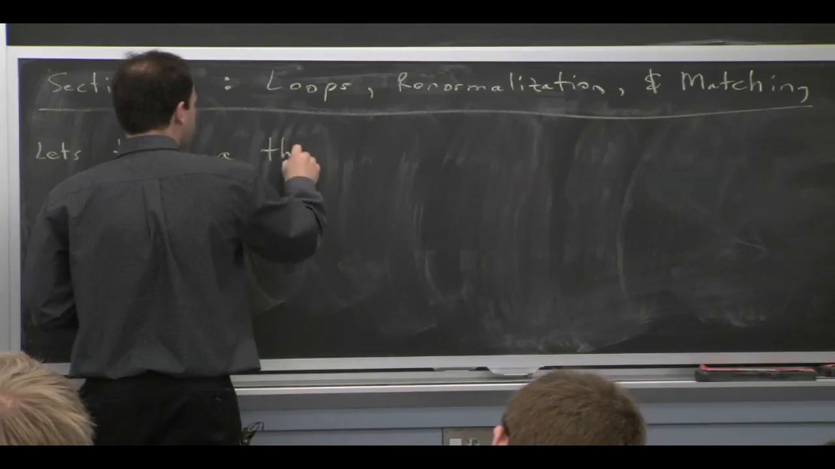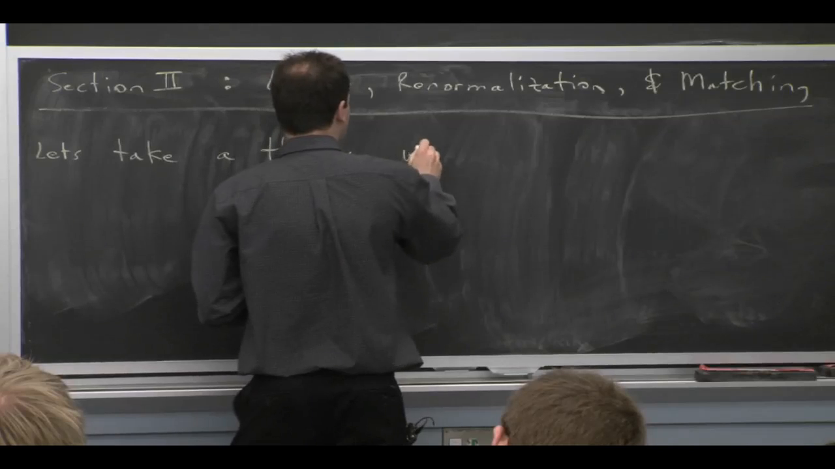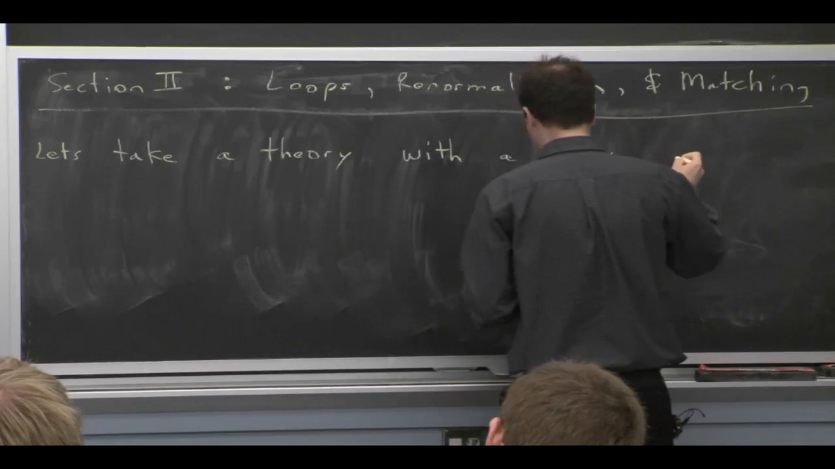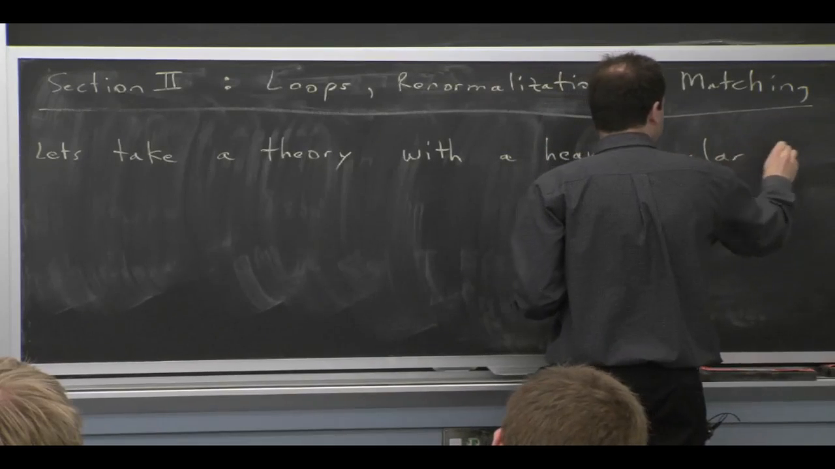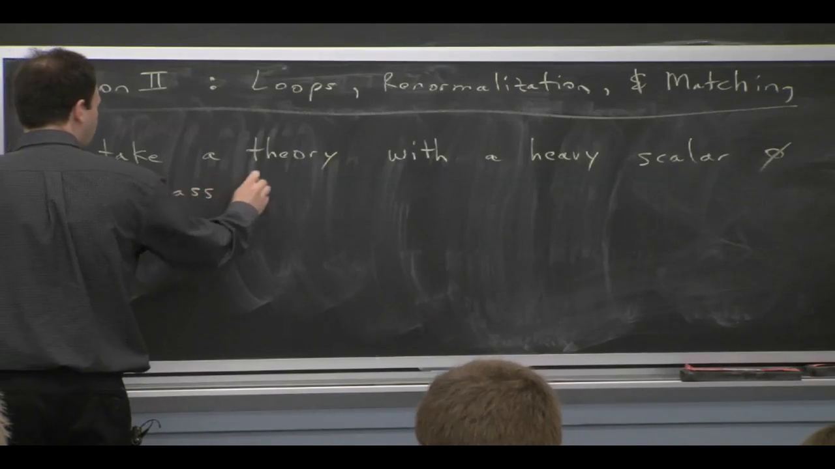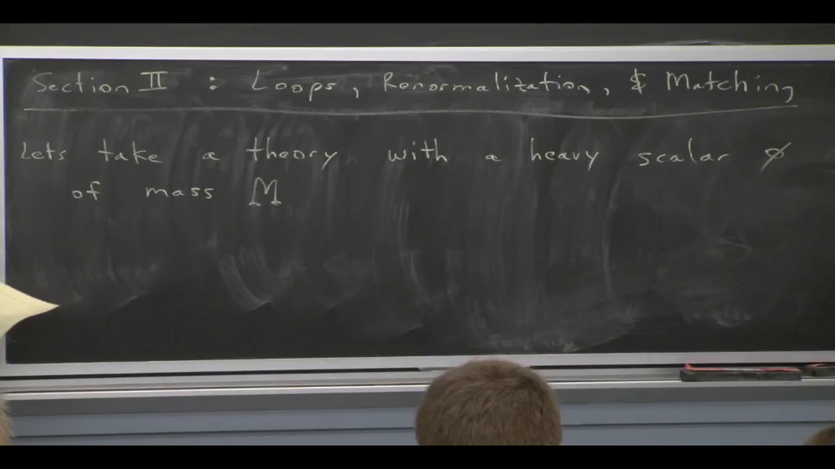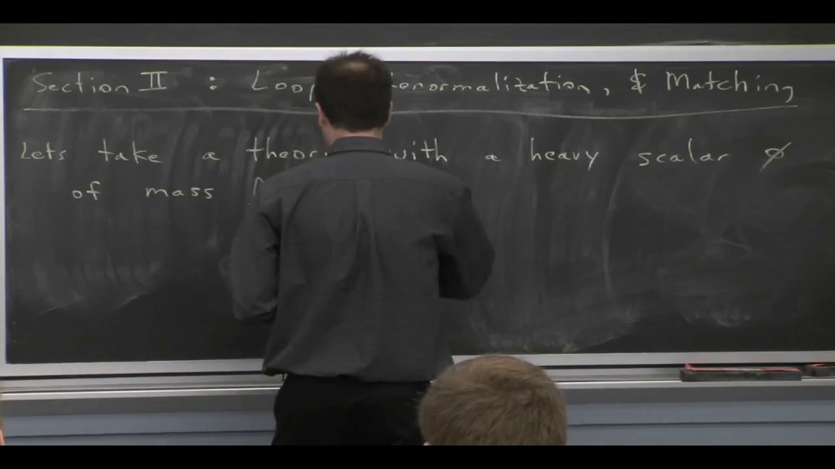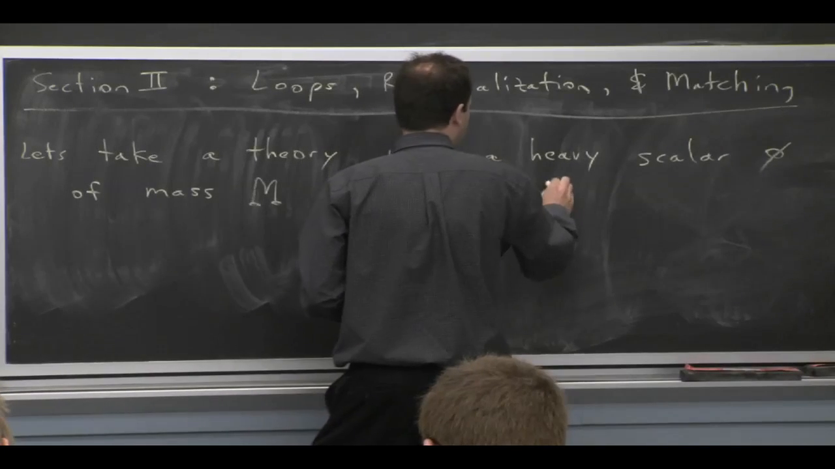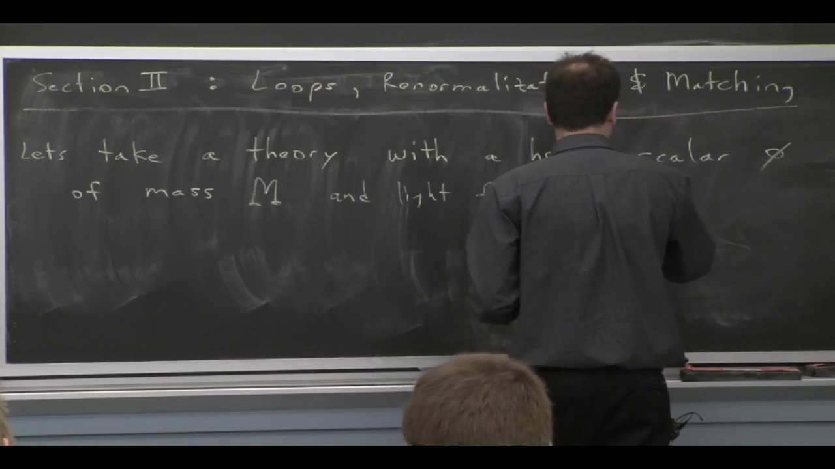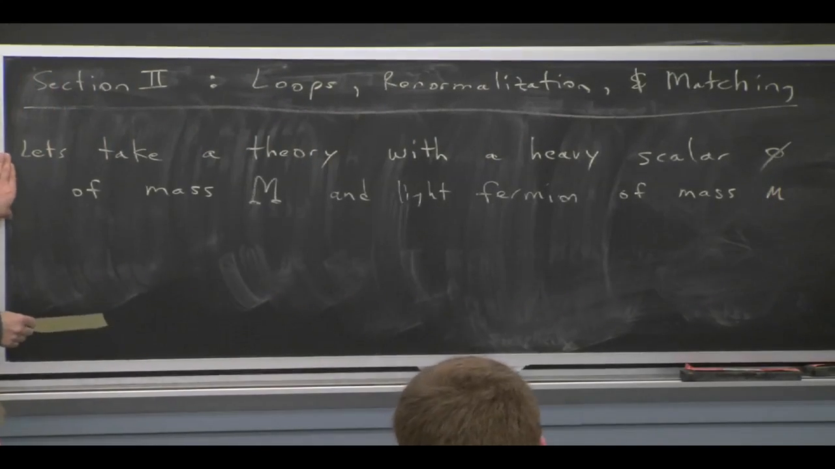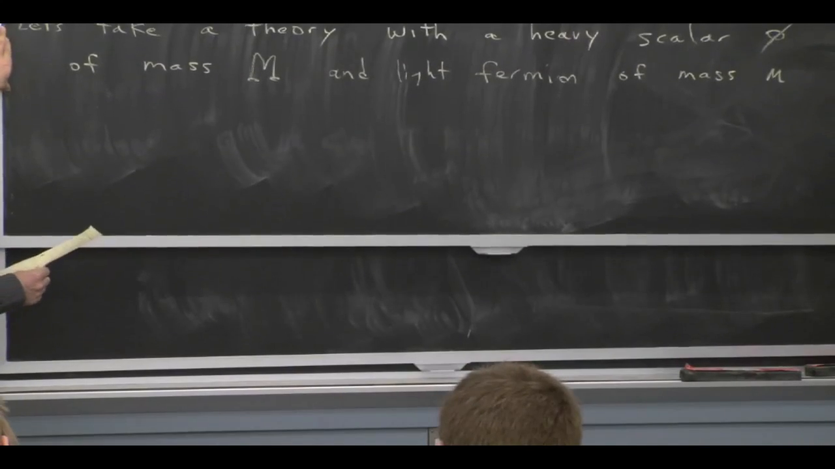So let's start out with a very trivial example just to see what we're talking about. So we'll take two particles. One of them is a heavy scalar. It has mass capital M, which I put a little underline so you can tell my capitals from my lowercase, because the light fermion that we're also going to have has a lowercase mass, little m. OK, so heavy scalar, light fermion.